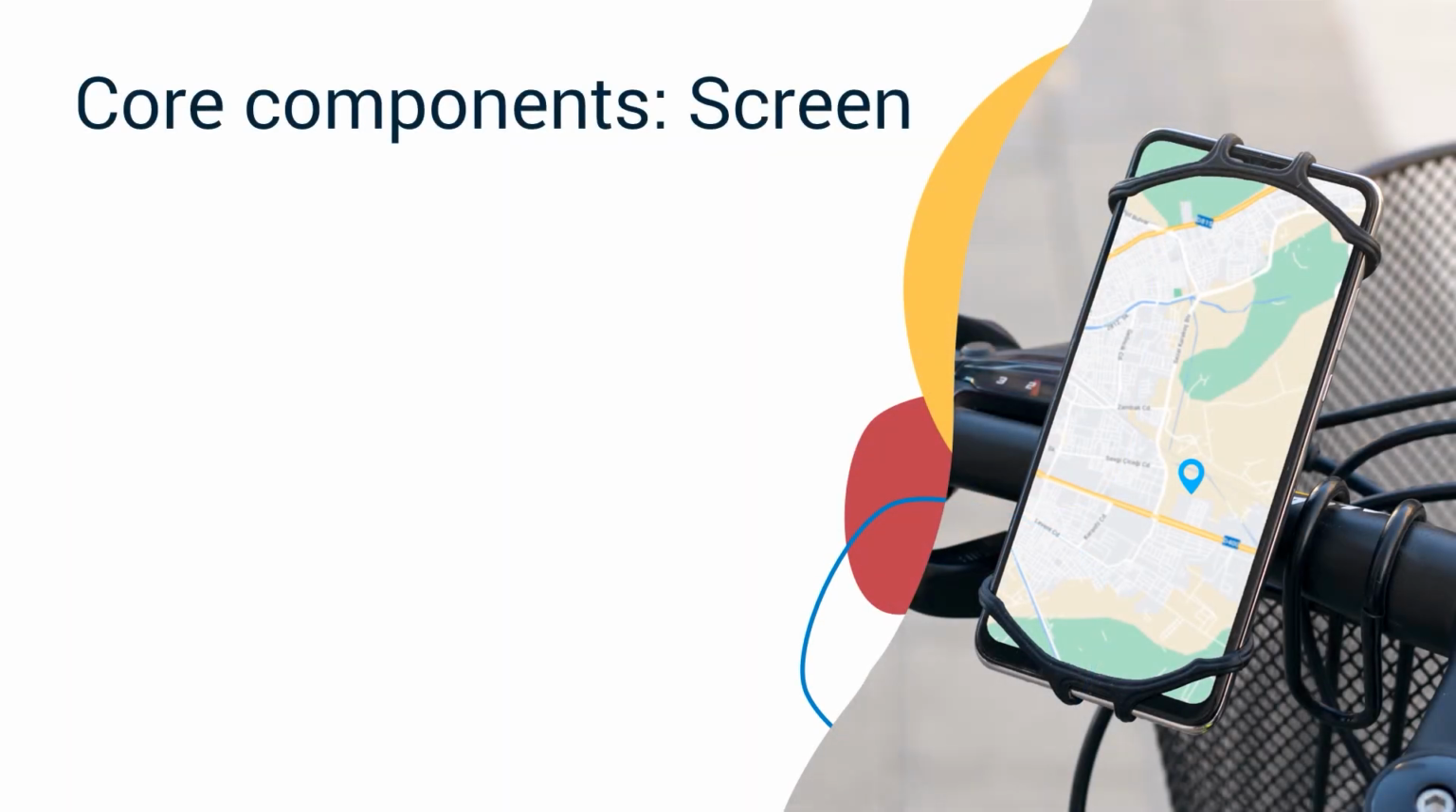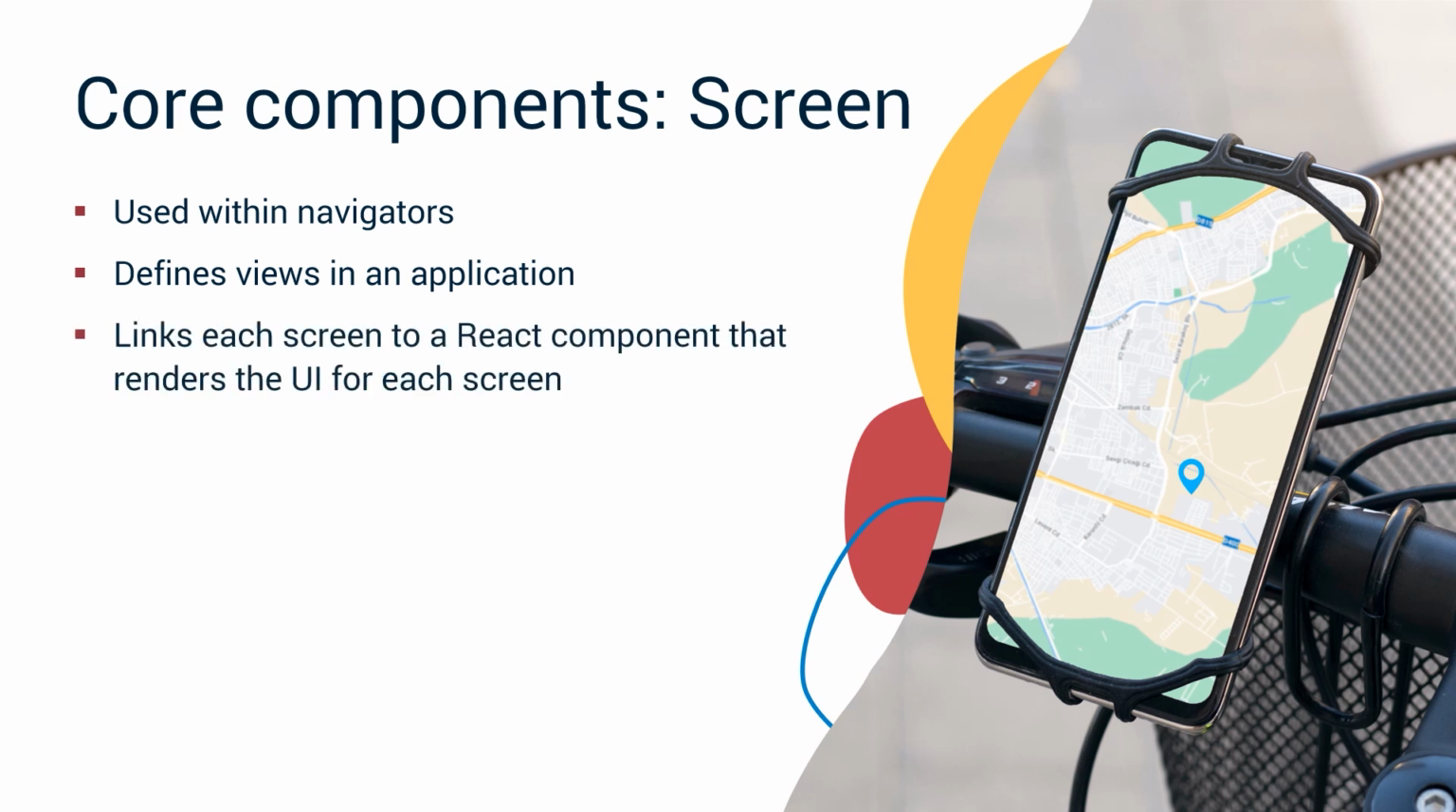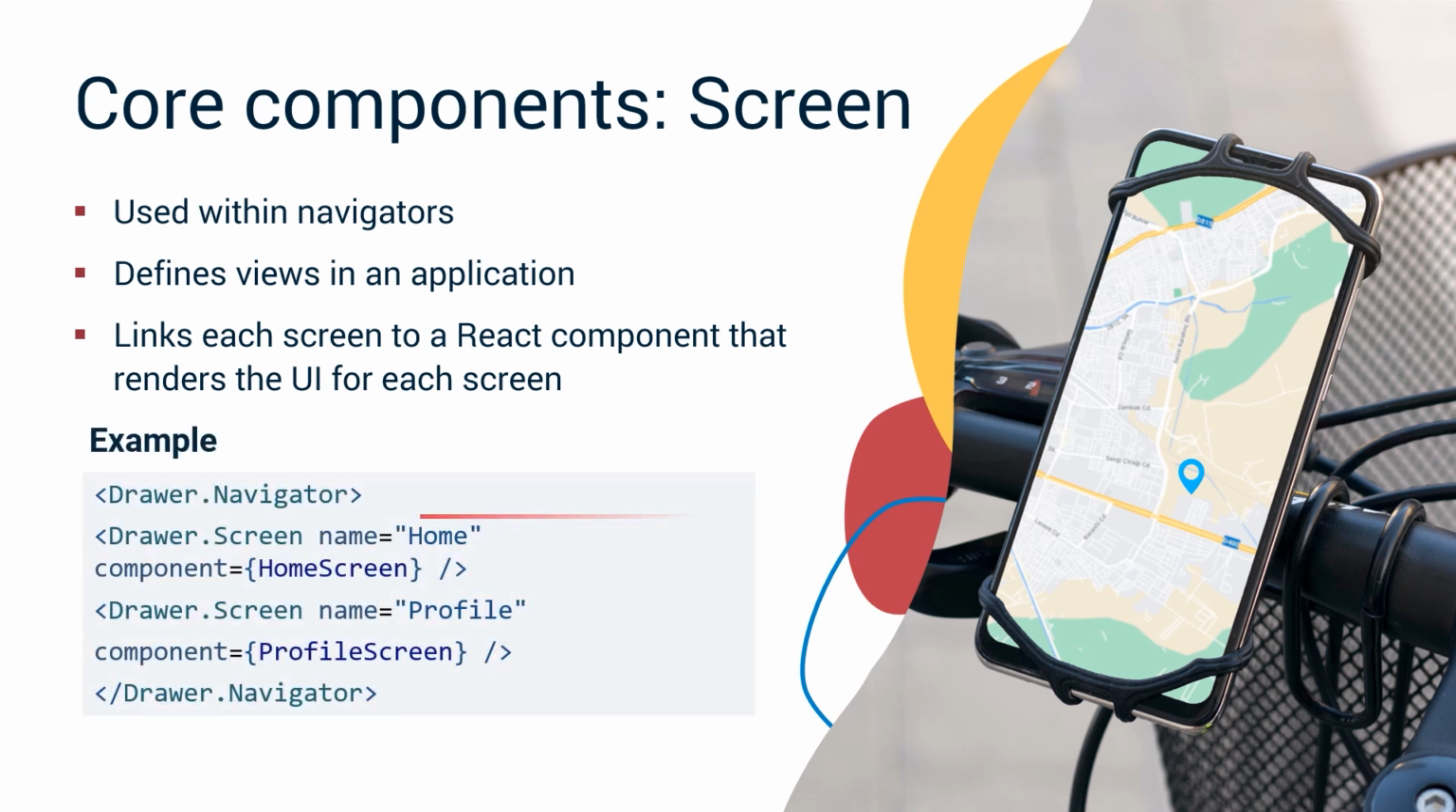Now, let's look at the third principal component of React Navigation, Screen. This component is used within navigators and defines the various screens or views in an application. Each screen is linked to a React component, which renders the UI for that specific screen. For example, the highlighted code in the displayed syntax defines a screen named Home. When the user selects Home from the drawer menu, the Home screen component will be displayed.